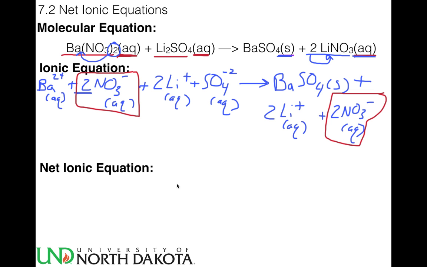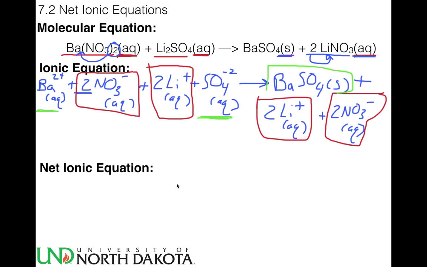We have another ion that has not changed, our 2 Li plus ions on both sides of the reaction. They have not changed, and so they will not be included in our net ionic equation. What has changed is our barium ion and our sulfate ion. They exist as aqueous ions on the reactant side of the equation, but they exist as a solid compound on the product side.